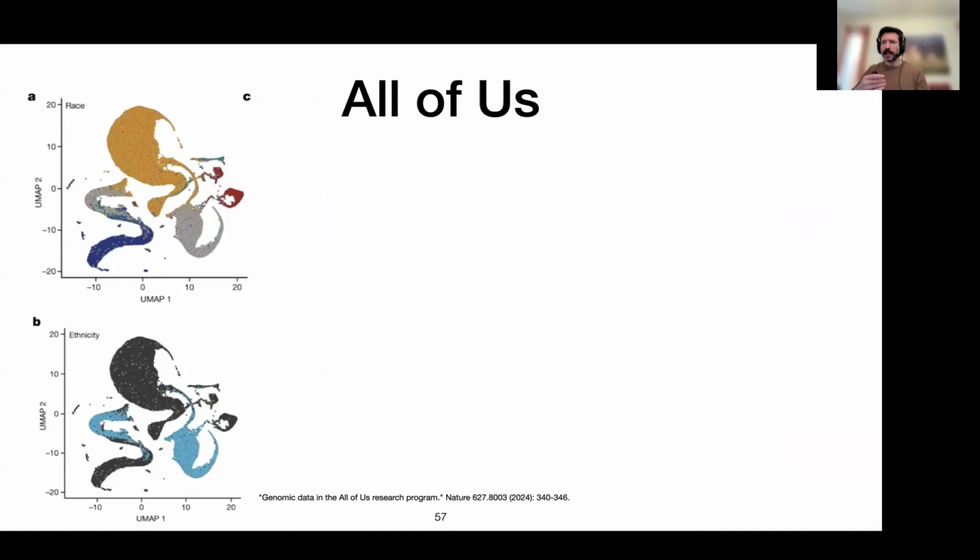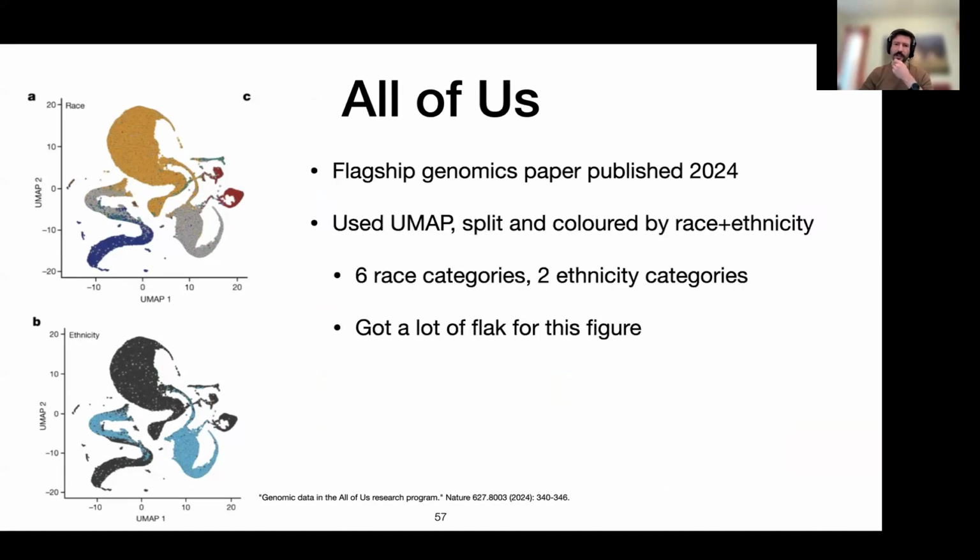So this was published last February. All of Us is an American data set of about 250,000 people, or 300,000, something like that. But their flagship genomics paper was published last year. What they did was they used UMAP, and this is a subset of the figure, but they generated a UMAP, they split it into two UMAPs, and then they colored it by race on the top and then by ethnicity on the bottom.